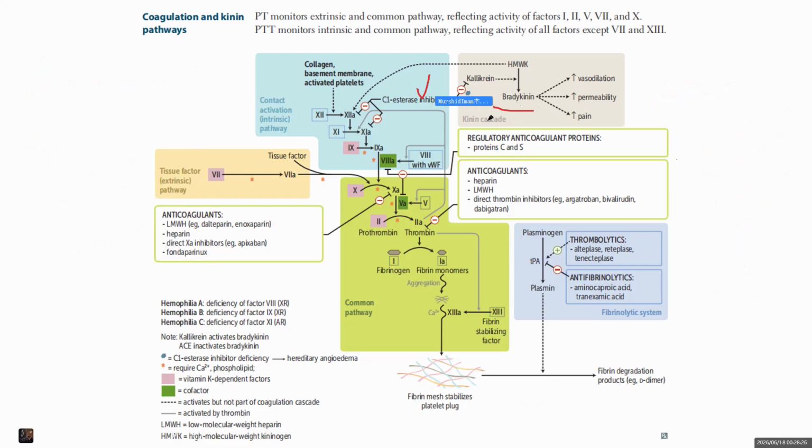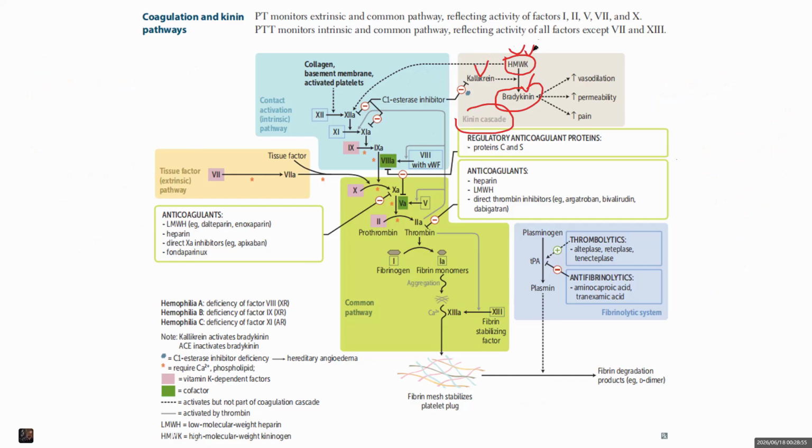So we have four components of the kinin cascade. Number one, kininogen. Another one, kallikrein. Then bradykinin itself, and also the C1 esterase inhibitor. Now you have to understand that in this pathway, the kallikrein helps to produce the bradykinin. From where? From the high molecular weight kininogen.